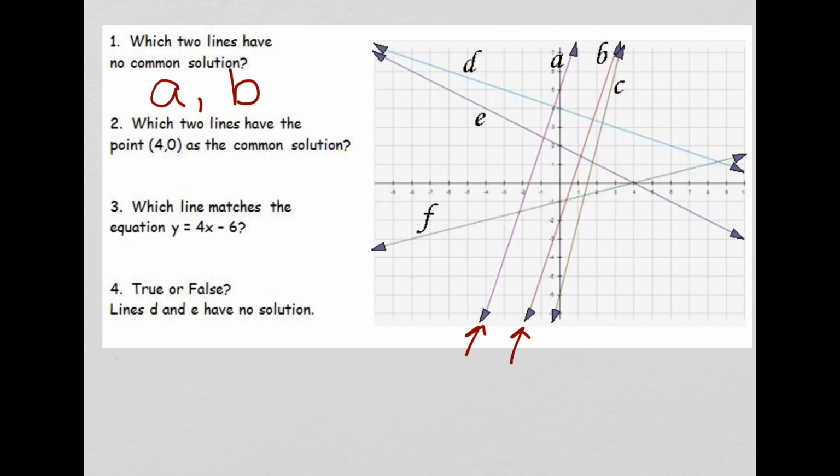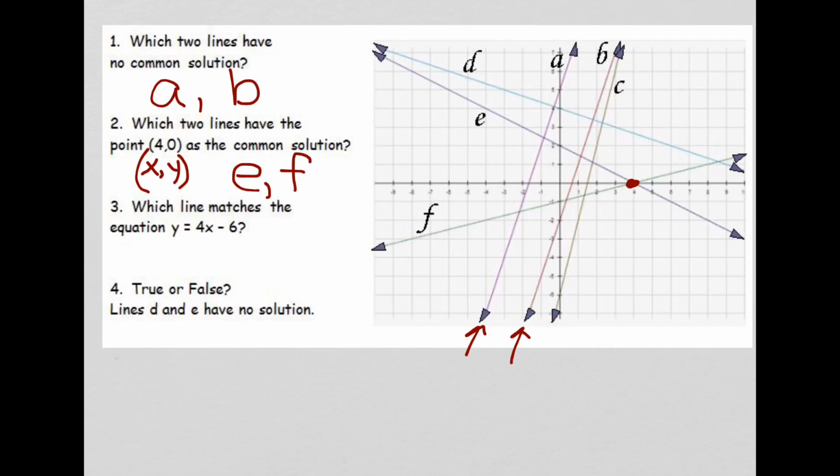Now, number 2 says, which two lines have the point (4, 0) as the common solution? Don't forget, X comes first and then Y. X is the side-to-side motion, so going to 4, 0 is this point right here, and the two lines that cross at that point are E and F.